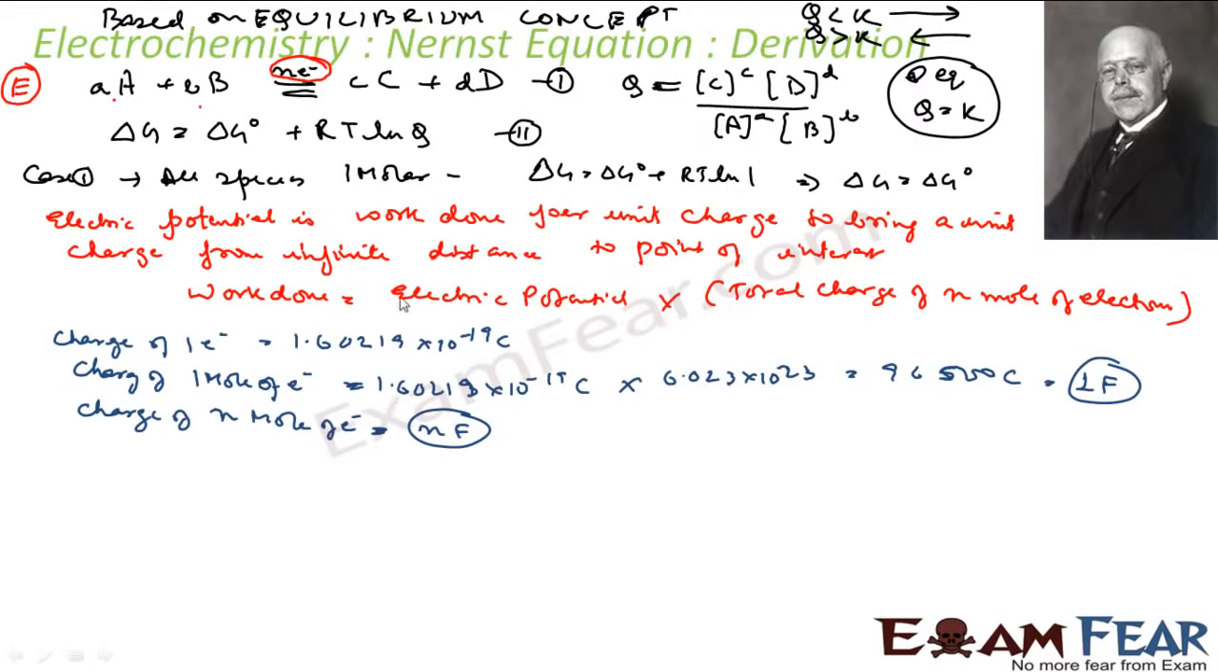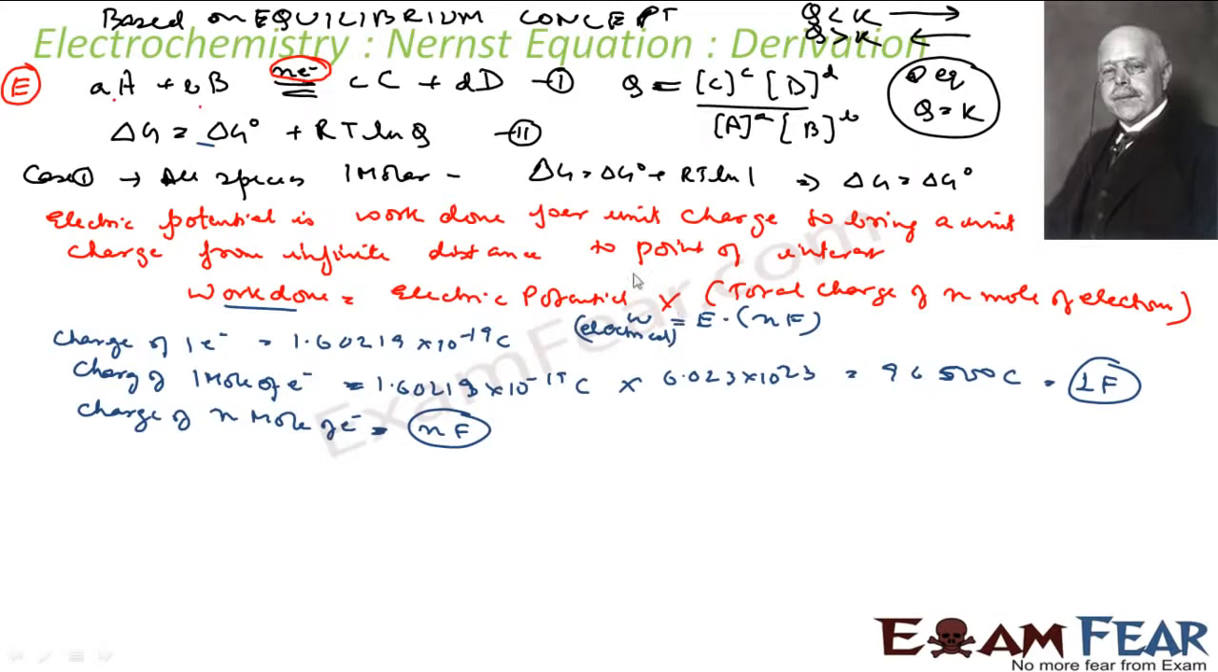So now we have found the charge on n moles, that is nothing but nF. We know this. And what is the electric potential? E. You know this also, right? So the work done is nothing but nFE, correct? Work done is W, and the electric potential is E, which we have just assumed. And the total charge is nF, right? So this work done is electrical work done, and electrical work done is nFE.